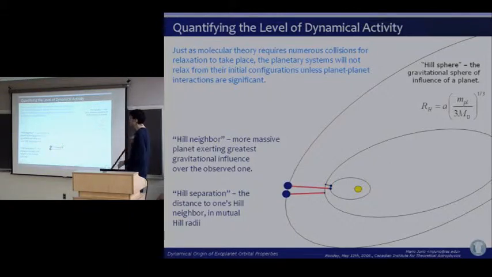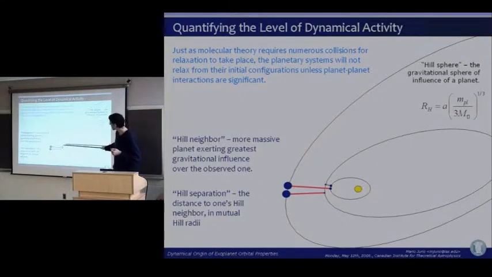So we introduced this measure called the Hill separation, which is defined as the distance from a planet to a planet that is more massive than the planet you're observing, and that is closest to it in terms of its Hill radii. So Hill radius quantifies the sphere of influence of any given massive body orbiting the star.